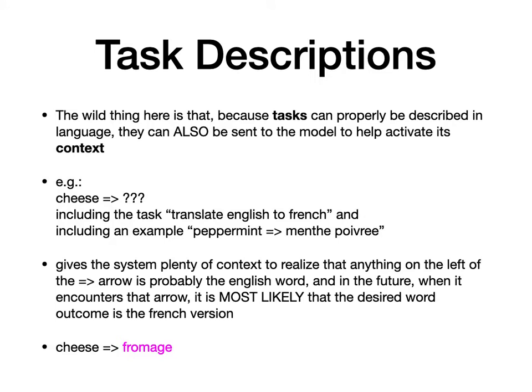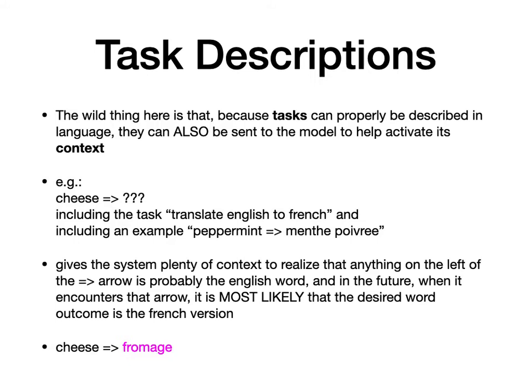That's giving it context. It's activating systems that say, I know the mappings between these things. I know what task we're talking about here. And all of its things that are related to French words and English words and the transition between them, they all start to light up and increase the likelihood that the most likely desired word is going to be the French version of the one on the left side. Cheese becomes fromage.